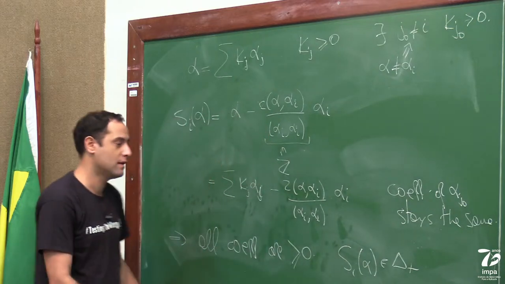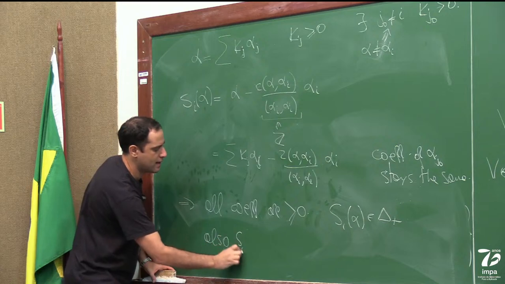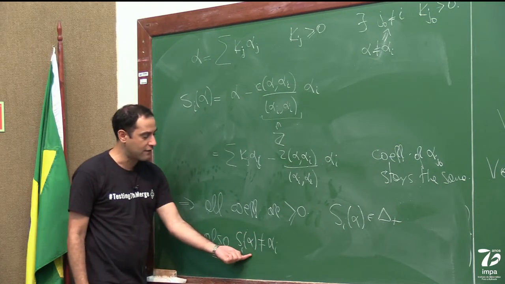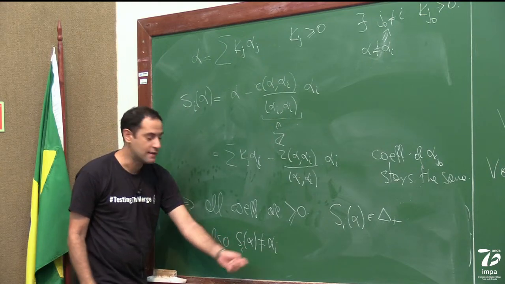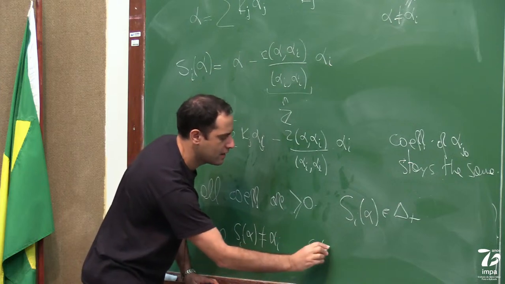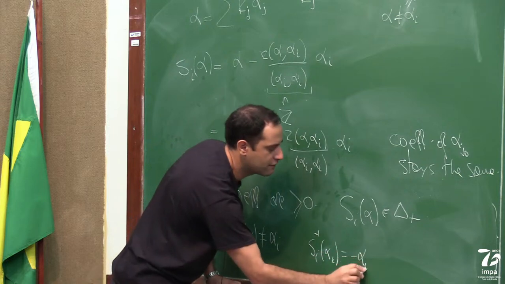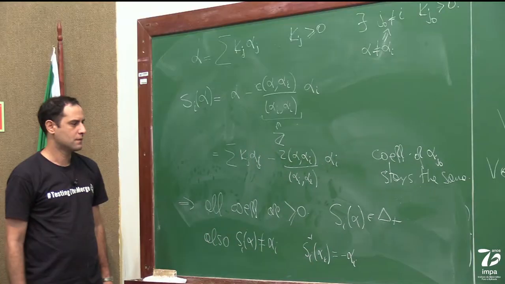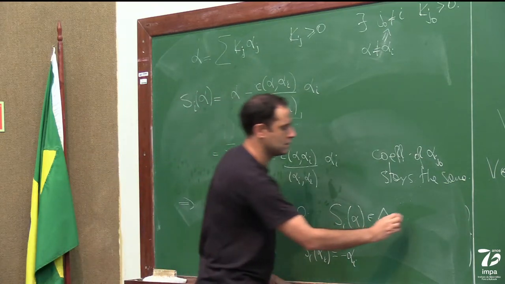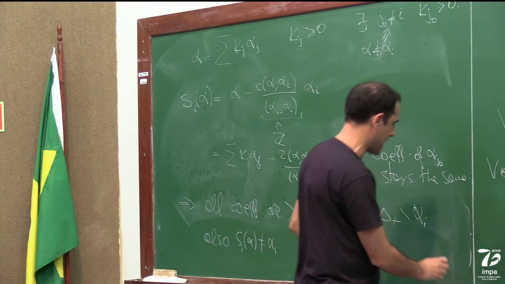And also, s_i of alpha is not alpha i, because if s_i of alpha was alpha i, then that meant that, remember that s_i inverse of alpha i is equal to minus alpha i. Okay? So s_i of alpha is a positive root, and it cannot be alpha i, therefore it is inside of this, which is what I wanted to prove. So this proves A.